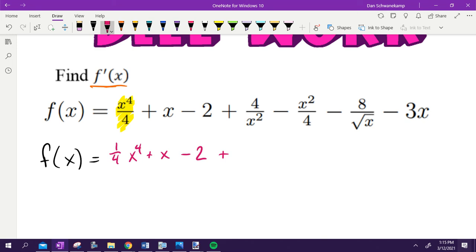Kendall, how could you rewrite 4 over x squared? Yep, 4x to the negative 2. Same thing here. I don't like that 4. I can make it 1/4 x squared. Just maybe make it one less thing you've got to worry about.